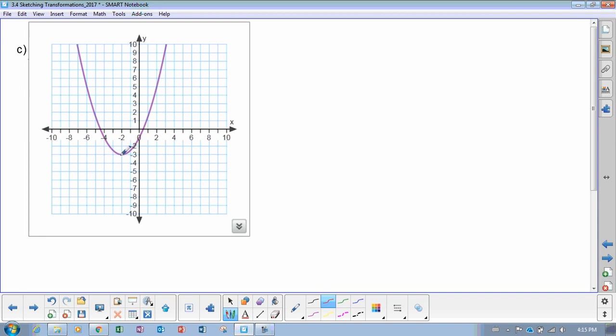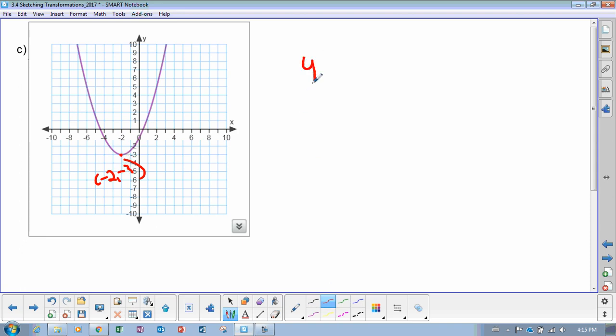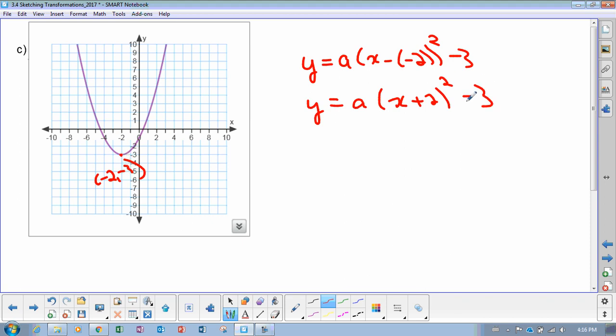Same idea, I'm going to identify my vertex. This vertex is at -2, -3. So I'm going to start y = a(x + 2)^2 - 3. Actually, I'm going to show this one slightly different just to emphasize something. So I have y = a(x - -2)^2 - 3. I really want to emphasize that when things are moving to the left, this is what's happening mathematically. Okay, so I got that part.